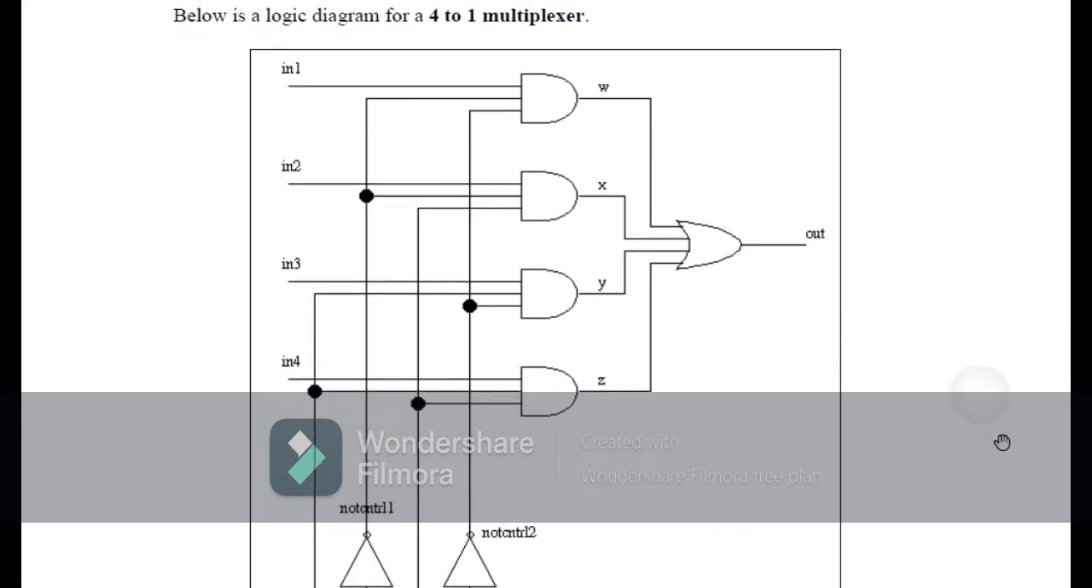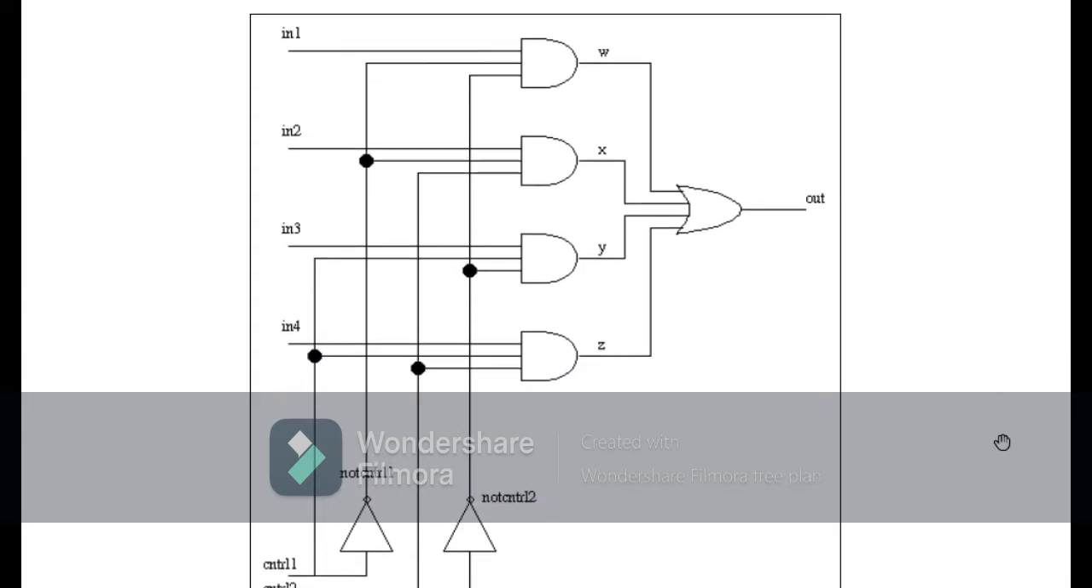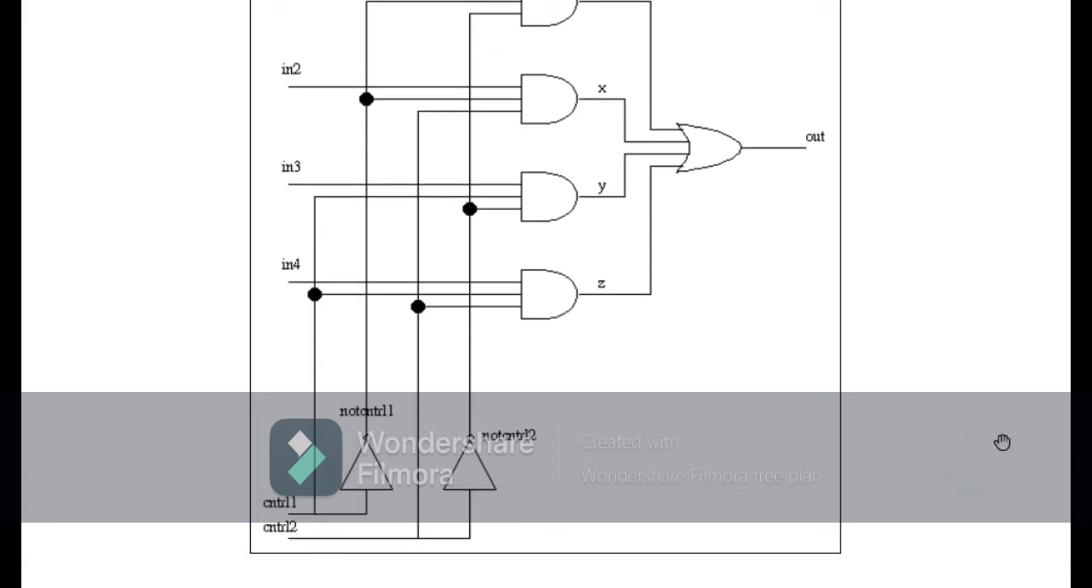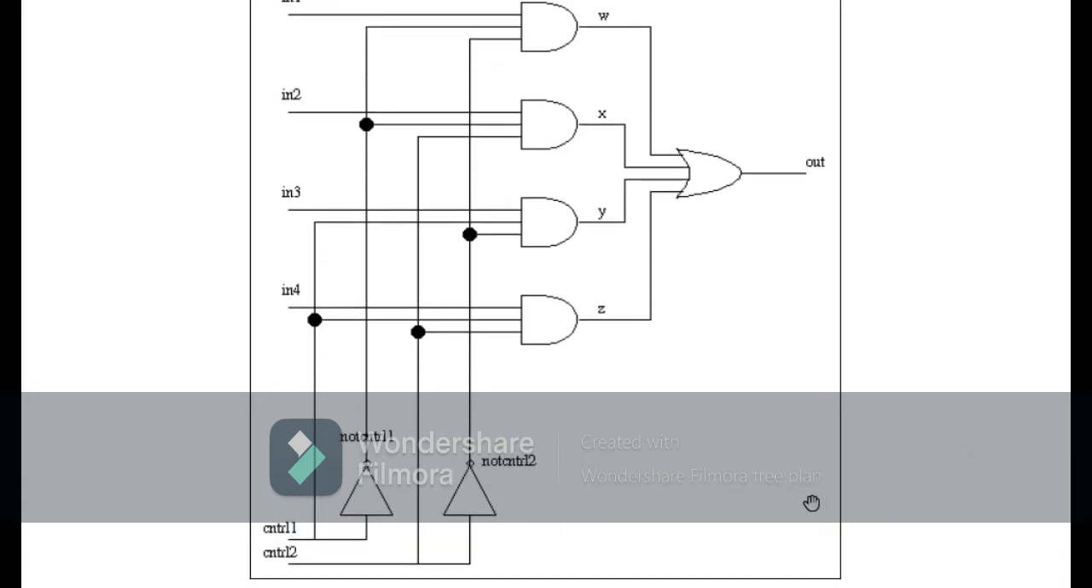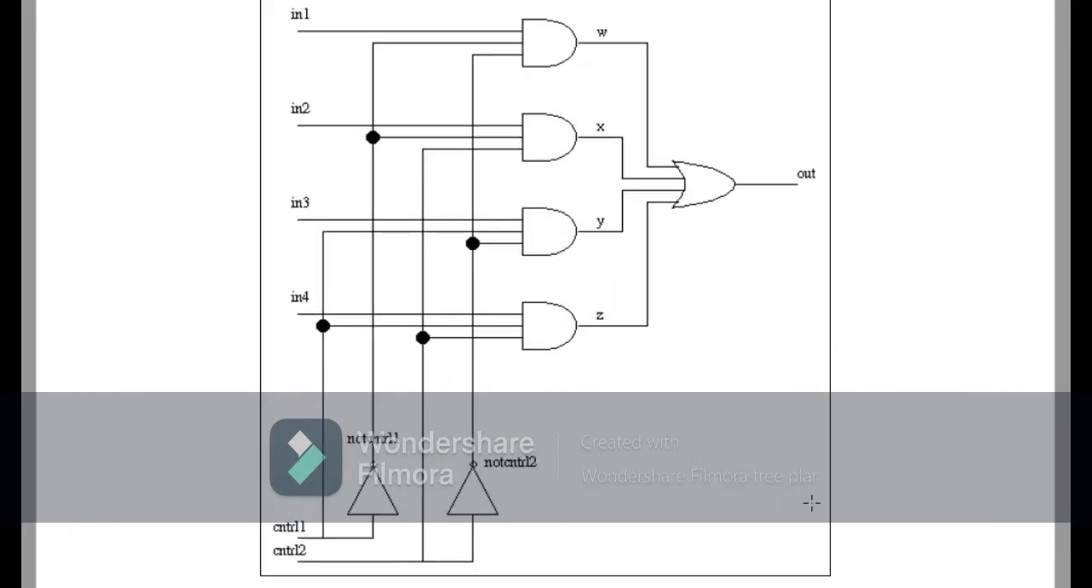In a multiplexer we have multiple inputs but only one output. So we can control which input we obtain at the output by using the selection lines. Here control 1 and control 2 are the selection lines. When the selection lines are both 0 0, we obtain input 1 at the output, and when control 1 is 0 and control 2 is 1, then we obtain input 2 at the output.